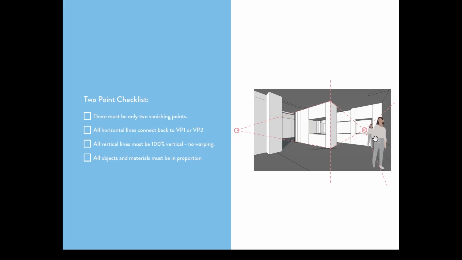Everything must point to one of these 2. So all of the planes running here, unless they're on an odd angle, must all be pointing towards the vanishing point on this side. All of the planes running this way must all be pointing to this vanishing point. Then, once again, all of our vertical lines must be 100% vertical, and everything that we add to the scene must be in proportion to the vanishing points.